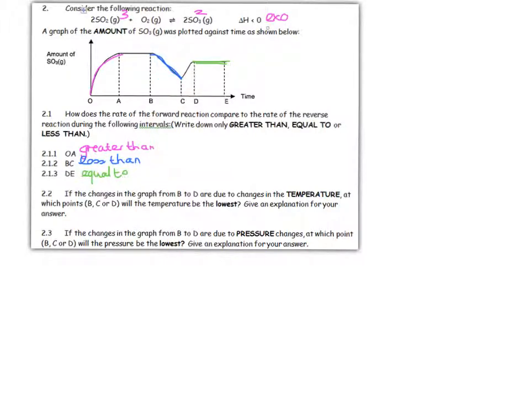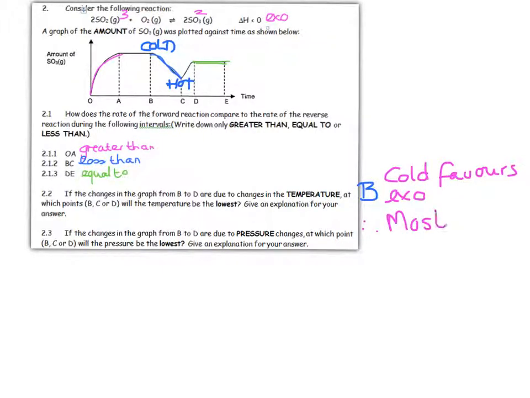So if the changes are due to temperature, at what point will the temperature be the lowest? Well, this is going to be the hottest point. So this will be the coldest point. So it will be B. Why? Because cold favors exo, therefore most SO3, and exo, by the way, is forward. Most SO3 is coldest point.